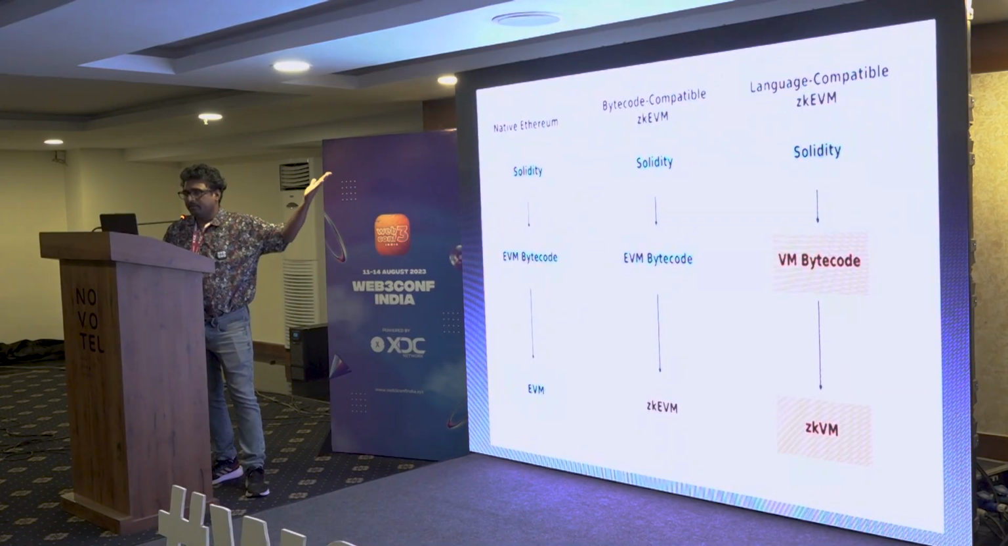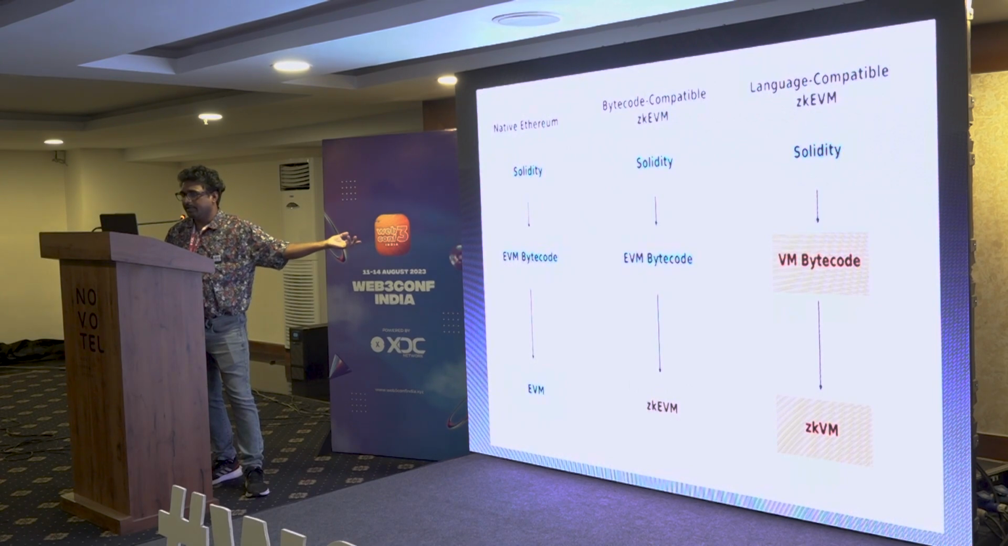In native Ethereum, Solidity will be converted into the EVM bytecode, which is executed by the EVM. In bytecode compatible zkEVMs, the Solidity will be converted into the EVM bytecode, and it will be executed by the zkEVMs. Whereas in language compatible zkEVMs, the Solidity will be converted into some other programming language, which will compile and create a VM bytecode specific to the zkEVM, wherein Cairo is one example.